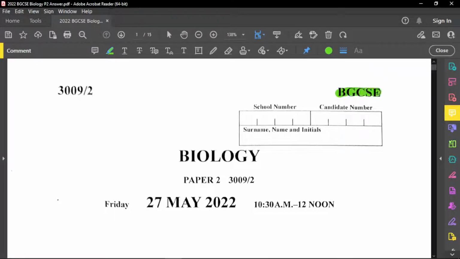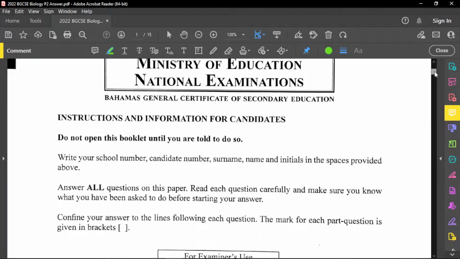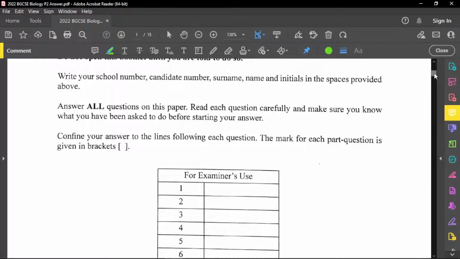Today we're doing a BGCSE Biology Paper 2 review, and this was from the year 2022. Please remember, before you start the examination, always write the school number, your candidate number, your surname, and also your initials. As always, please remember to read through the instructions carefully before the examination starts. If you should have any questions or queries, please clarify those with the examiner before you begin. Now let us jump to question number one.